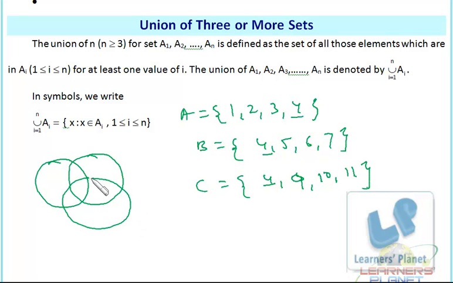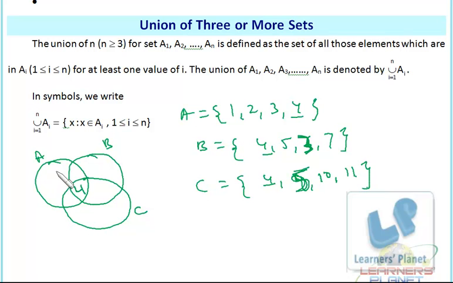This way. This is set A, B and C. Suppose we have 4, 5, 10 and 11, and here I am having 4, 5, 3 and 7. Now you see, what is the element that is common among the 3 circles? That is number 4. So I'll write number 4 over here.